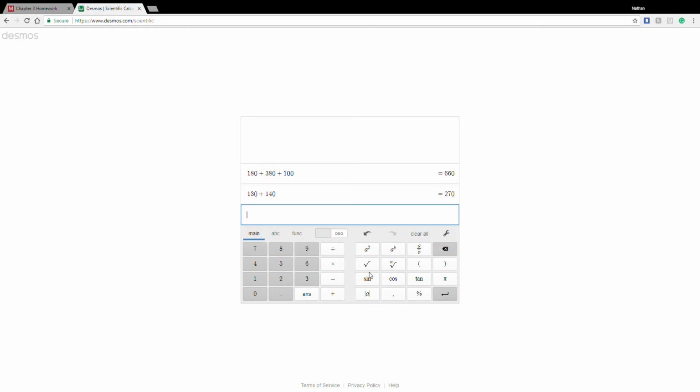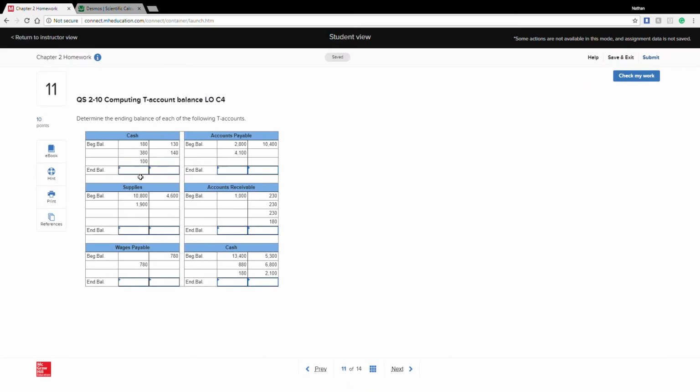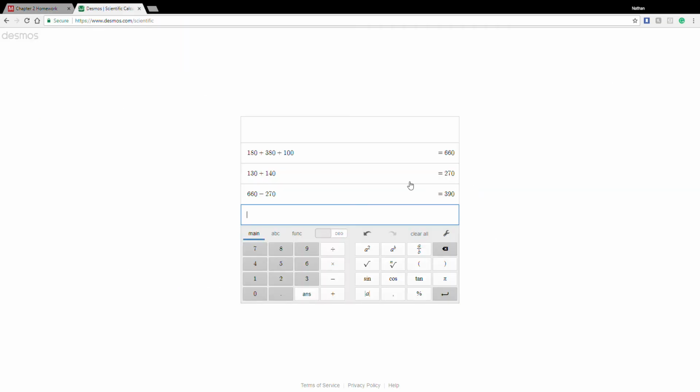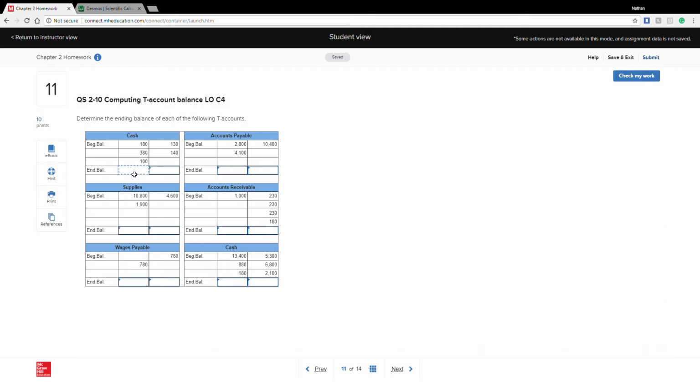So with the T-chart, to get our ending balance, first off, you can tell which side is greater. Debit side is greater than the credit side. So we're going to take the 660 minus 270. Enter. So my cash for this one should be 390 bucks. Oh, I added an extra one.